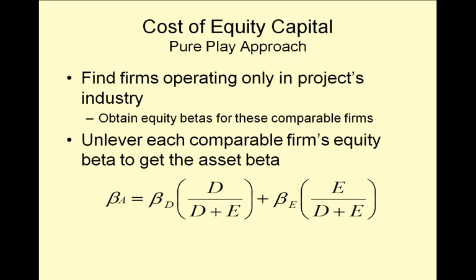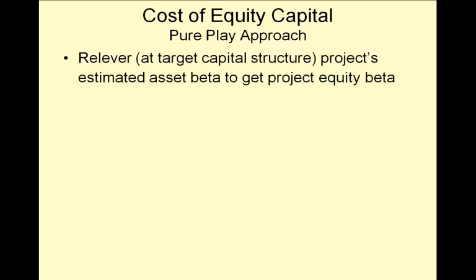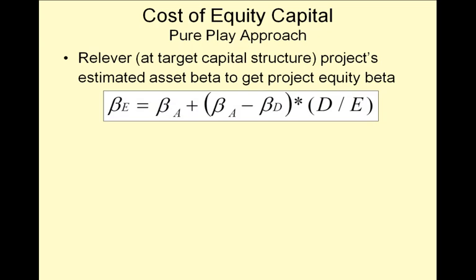The next step is to take the average of the comparable firm's asset betas to get the industry asset beta, which reflects the industry's business risk. This industry business risk is taken as an estimate of the focal project's business risk. Therefore, the industry asset beta is an estimate of the project's asset beta. The project asset beta is then re-levered using the firm's target capital structure after the project's adoption to get the project equity beta. Here is the re-levering formula.